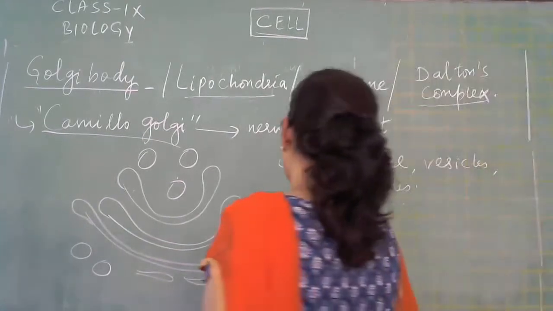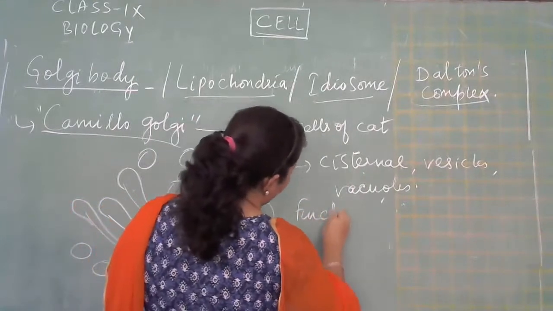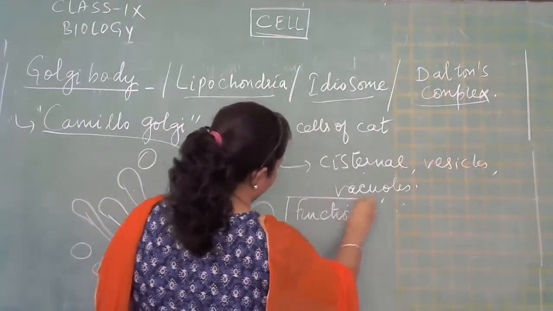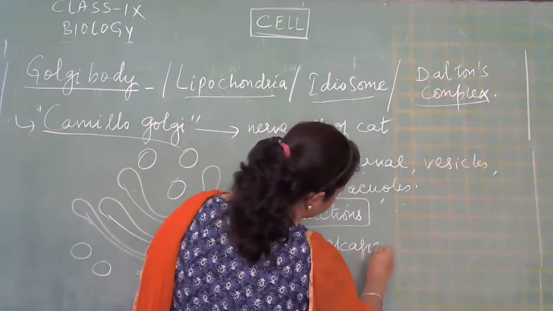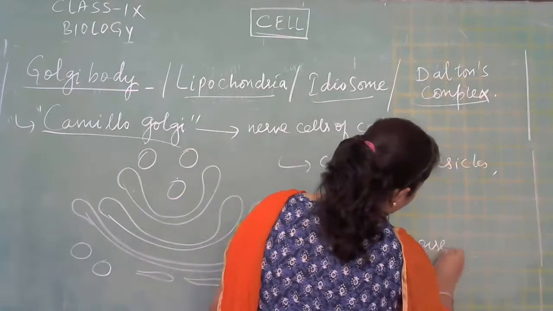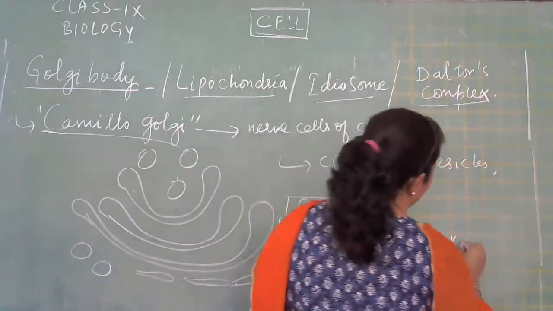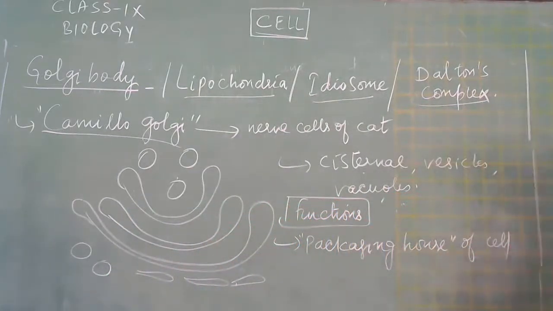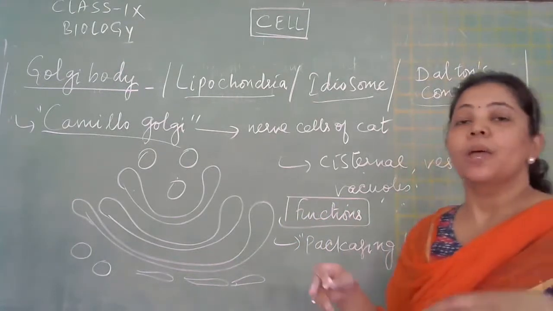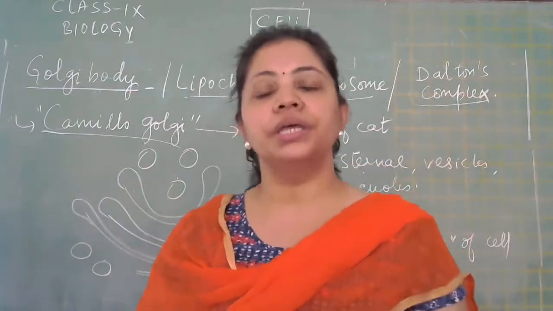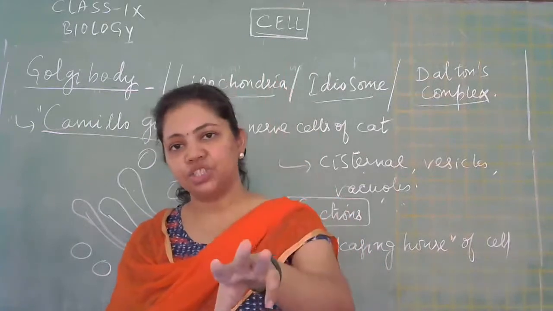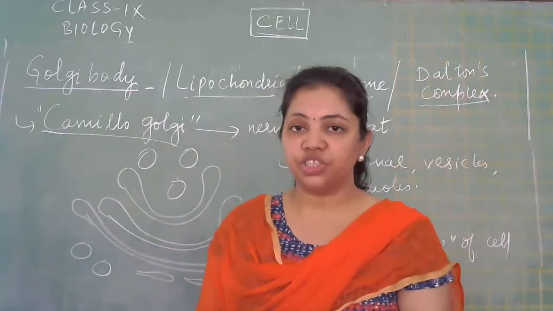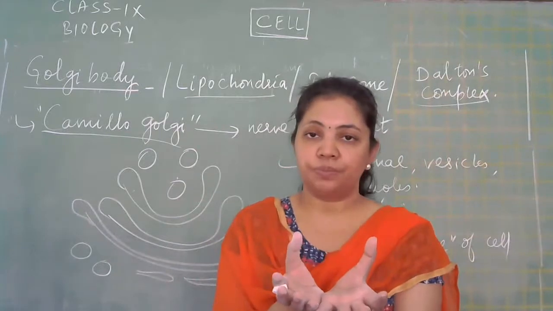Now this is the Golgi complex. If we talk about functions, the first is that it is known as the packaging house of the cell. Why? Because it is involved in the storage, modification and packaging of various cell secretions into vesicles, right?